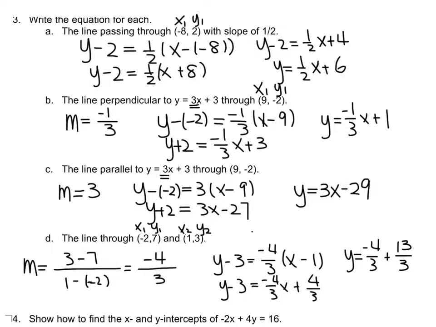Then you can pick any point you want. You can either take the first point or the second point. But make sure if you choose one point, your x1 and y1 will come from that ordered pair. So I'm choosing the second one because both of them are positive numbers. I like to work with positive numbers. So I have y minus 3 equals -4/3 times x minus 1. Our final answer for this one is going to be y equals -4/3 of x plus 13/3.